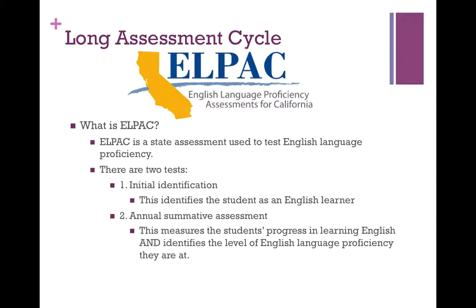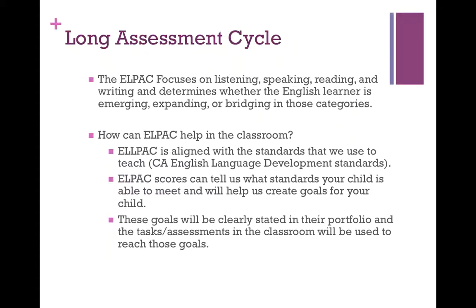Lastly is the long assessment cycle. This is the LPAC, and this is what a lot of teachers try to prepare their English learners for. It's a state assessment used to test English language proficiency. There are two tests: initial identification, so this is when you determine whether or not the student is an English learner. And then the second is the annual summative assessment, and this determines their progress and determines whether or not they test out of that category of an English learner.